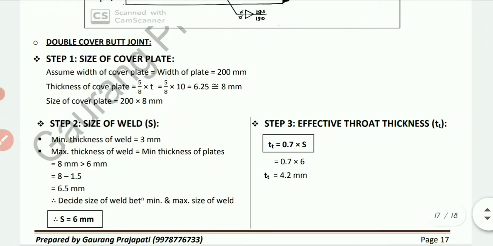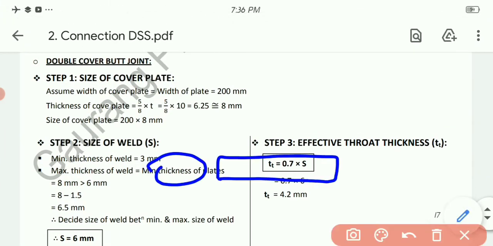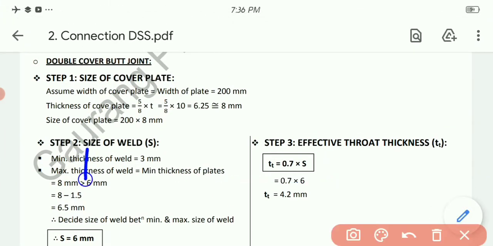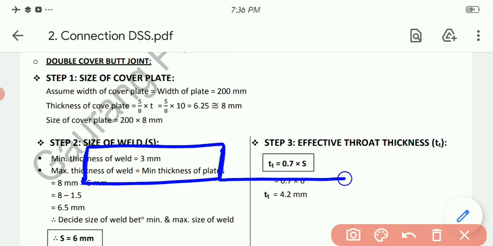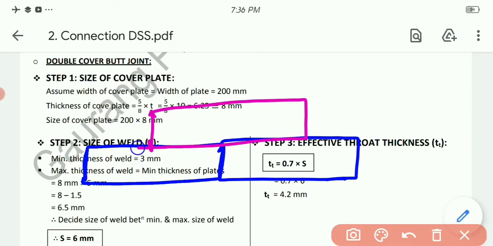So talking about first of all double cover butt joint. In case of the double cover butt joint, let me draw the sketch. Two plates are there at the same level, and we need to provide cover plates, both one at the top and one at the bottom. I need to connect this one. Okay, we need to provide welding over here like that.